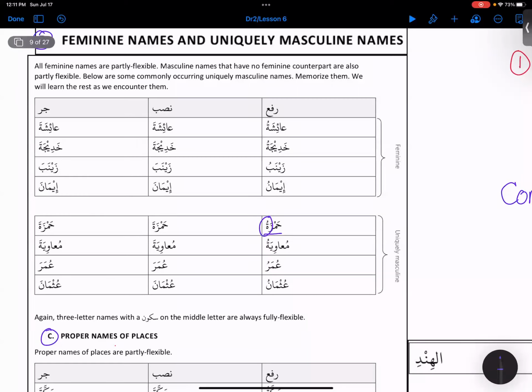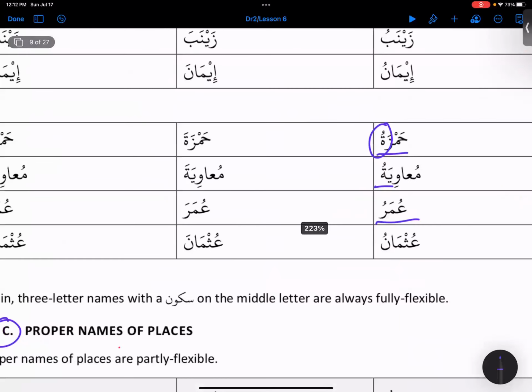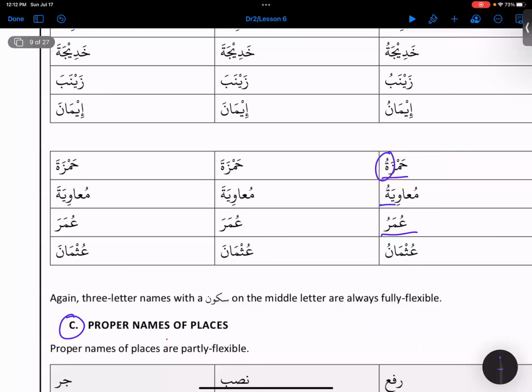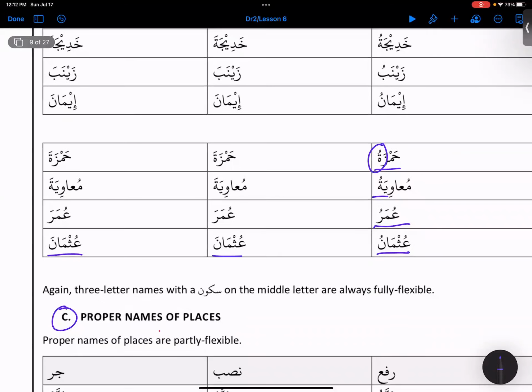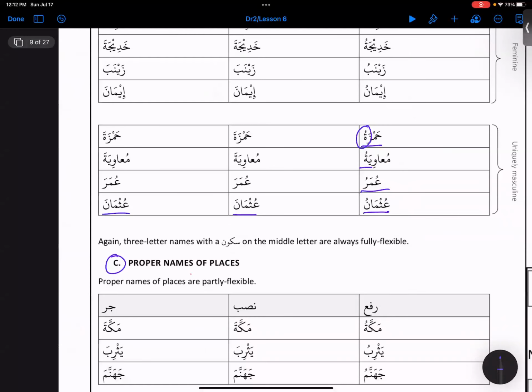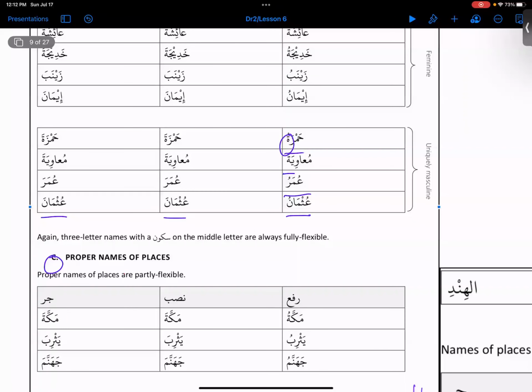Then we have another word, Muawiya, again ending with ta marbuta. So Muawiyatu, Muawiyata, and Muawiyata. Then Umar, even though there is no ta there, but this pattern, Umuru. We say Umar, right? But actually Umaru, Umara, and Umara. So this name also falls in the uniquely masculine names. Then Usmanu, Usmana, and Usmana, never Usmani. So even though these look feminine, they are uniquely masculine names, and they are going to be considered partly flexible.